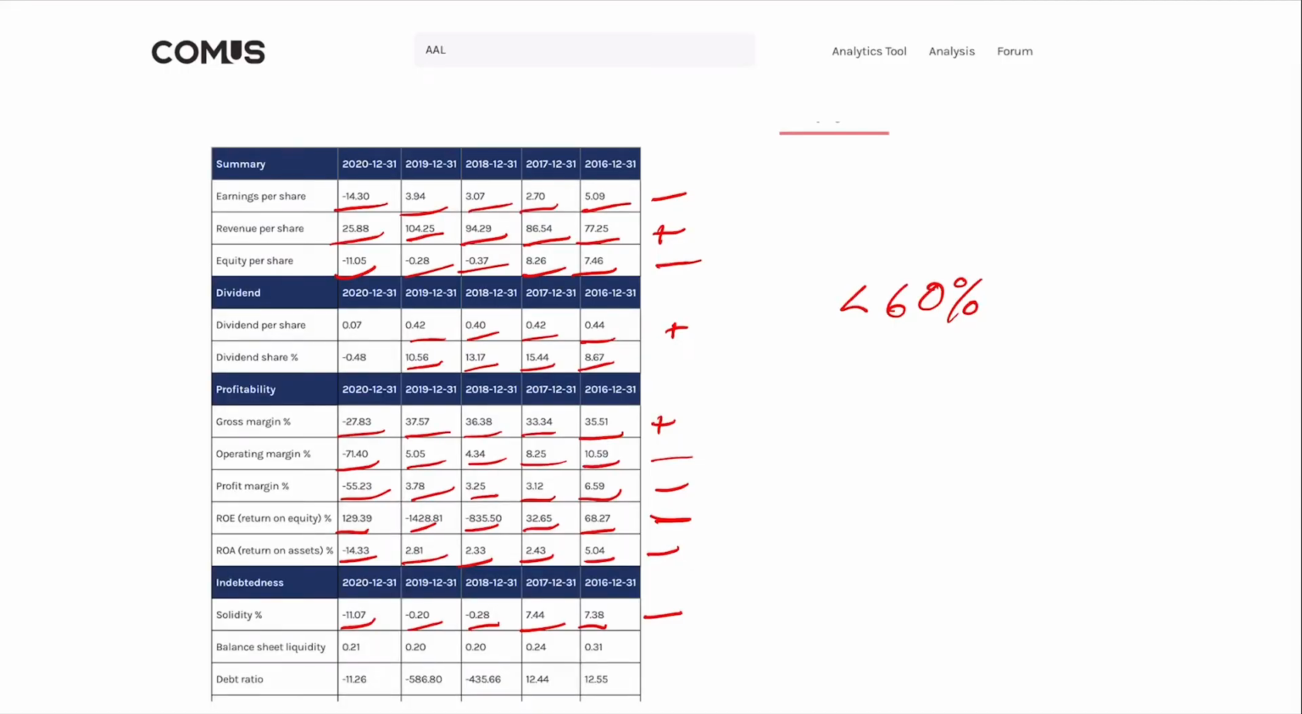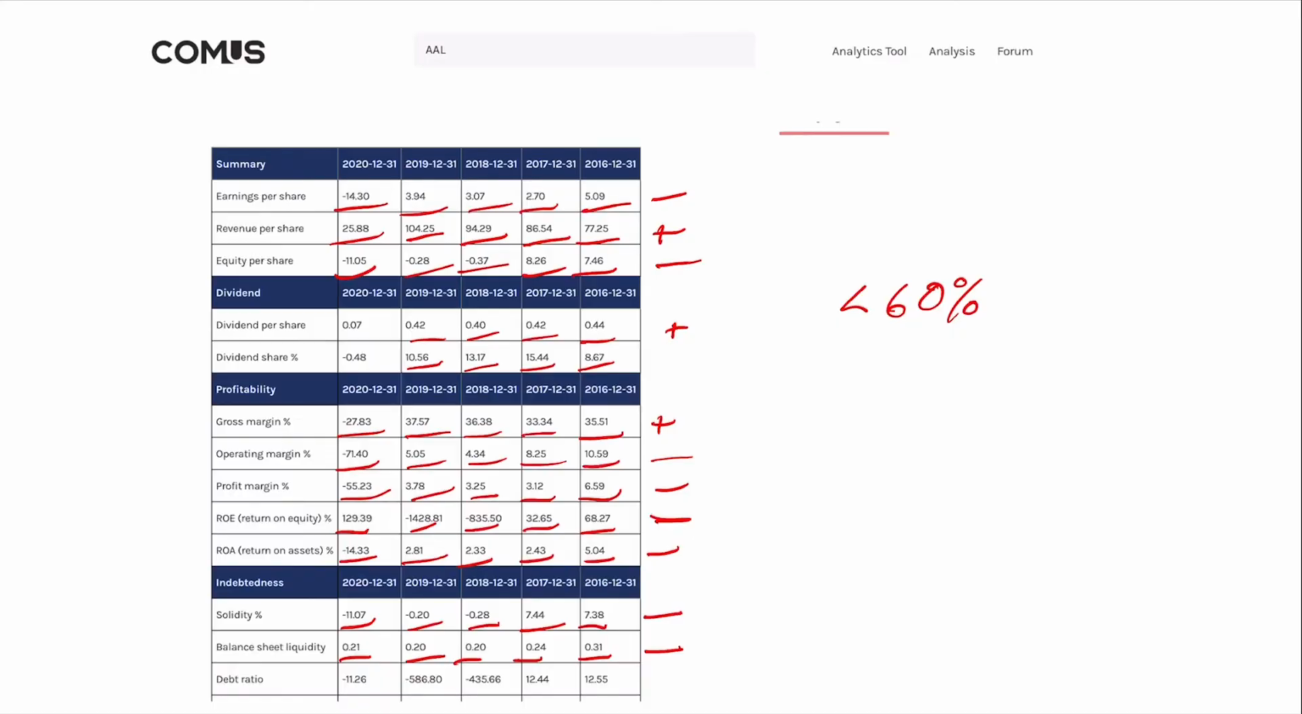Now, balance sheet liquidity, we went from 0.3 down to 0.2. It's been doing a lower number every year. I don't like this at all. That's negative. Balance sheet liquidity is the same thing as solidity, but here it looks at the company's financial strength for the short term. So that is negative.